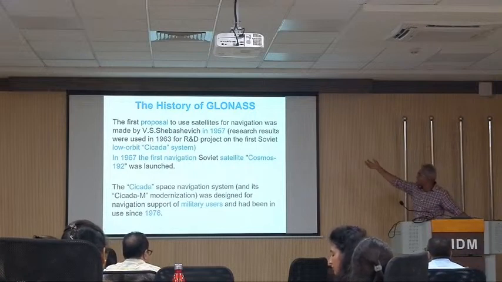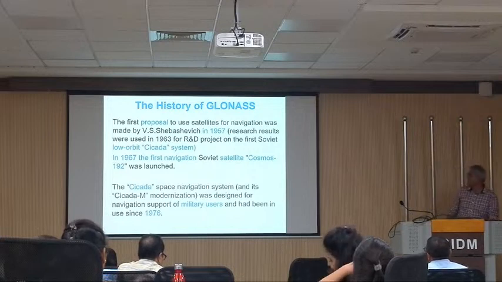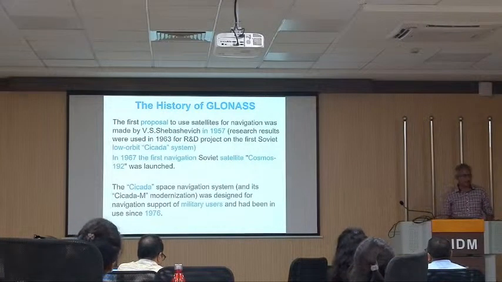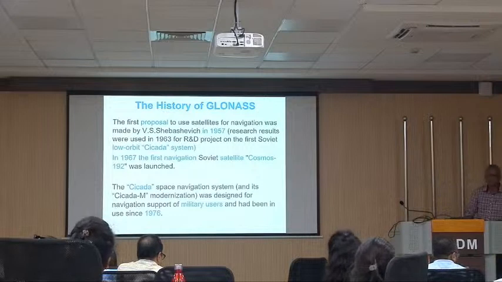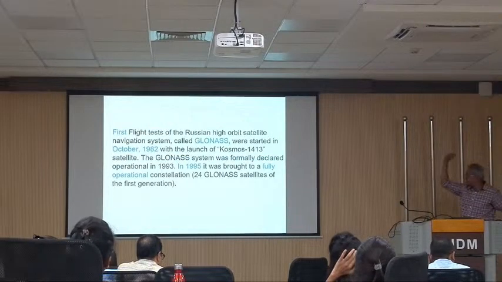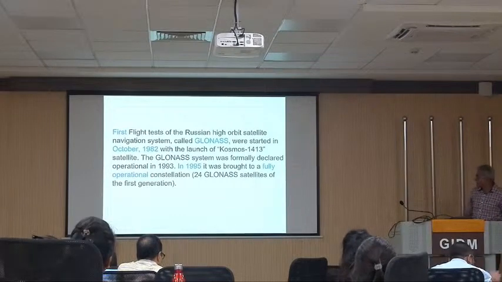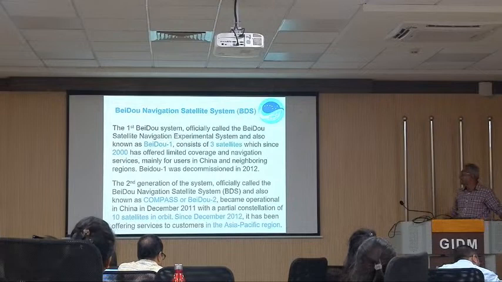Cicada was the first of the low orbit navigation systems by the Soviet Union. Cicada M was the terminology for the navigation system used for military purposes, right? It again became fully functional in 1995, with 24 GLONASS satellites of the first generation.